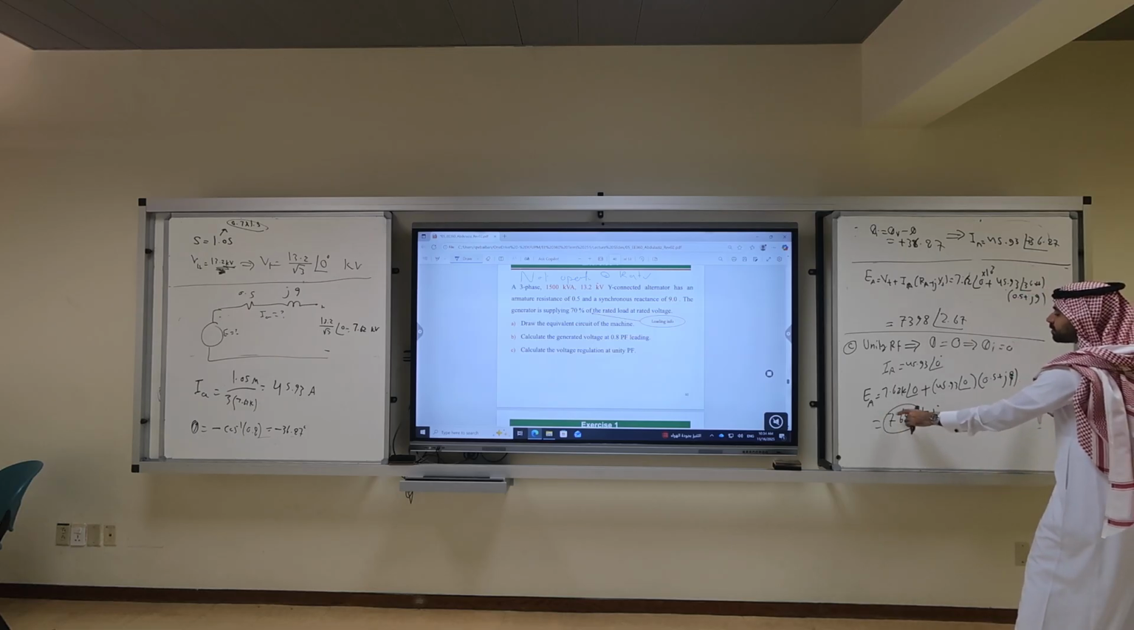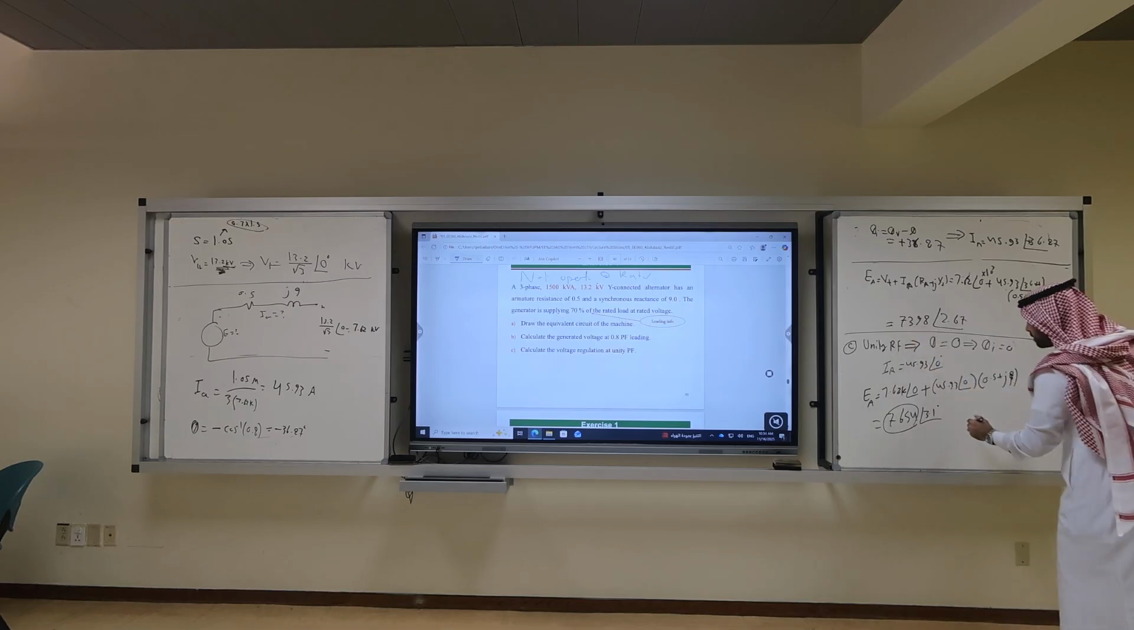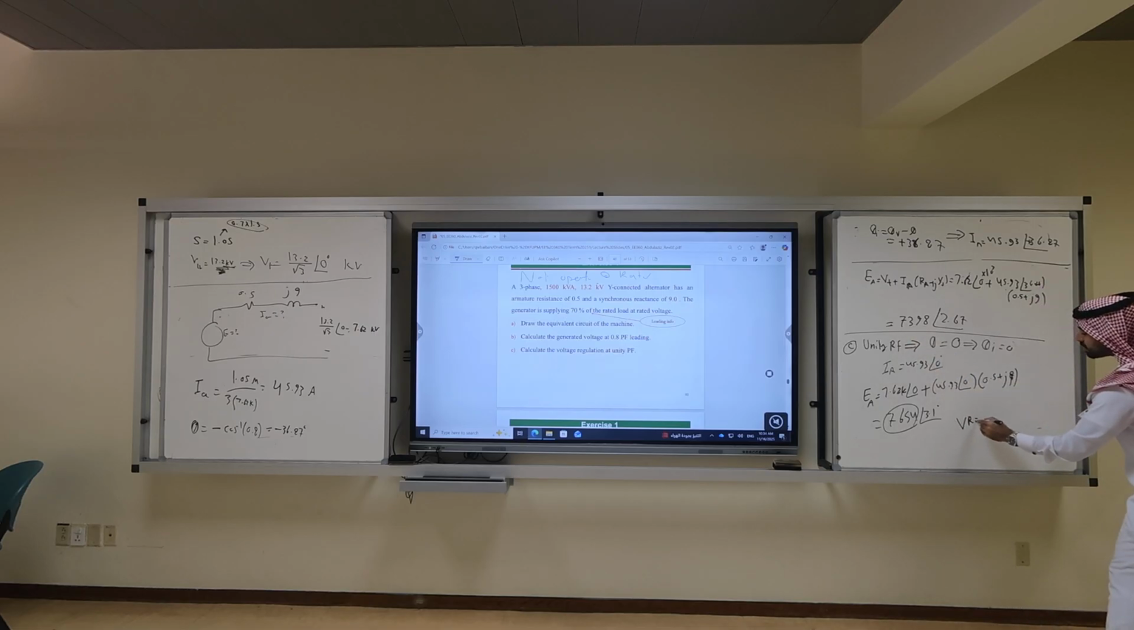So what do you notice? The EA at unity power factor is larger than at leading power factor. So what is the VR? EA minus VT over VT, which is 7654 minus 7620 over 7620 times 100.